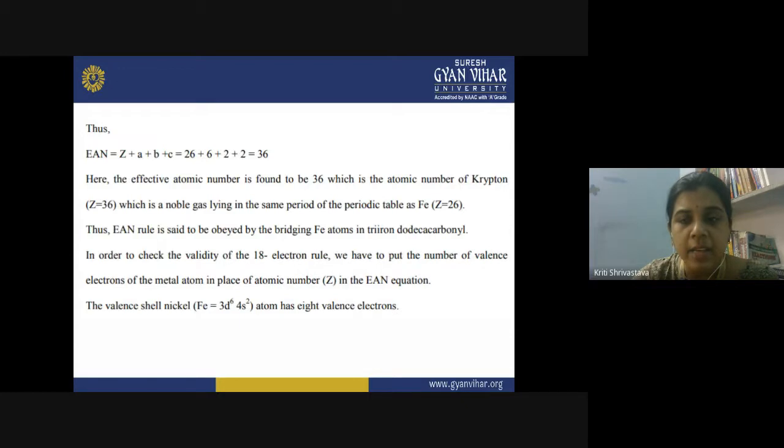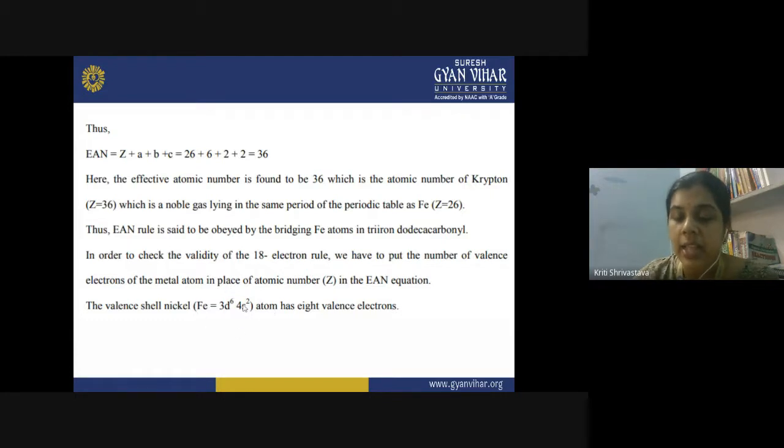So this we have calculated for the bridging iron atom, the iron atoms which have bridges. Now let us see if we can apply the 18 electron rule here. We have to put the number of valence electrons in place of the atomic number. So how many valence electrons are there in iron? In the ground state and in the zero oxidation state, iron has the electronic configuration 3d6 4s2. So it has a total of 8 valence electrons.